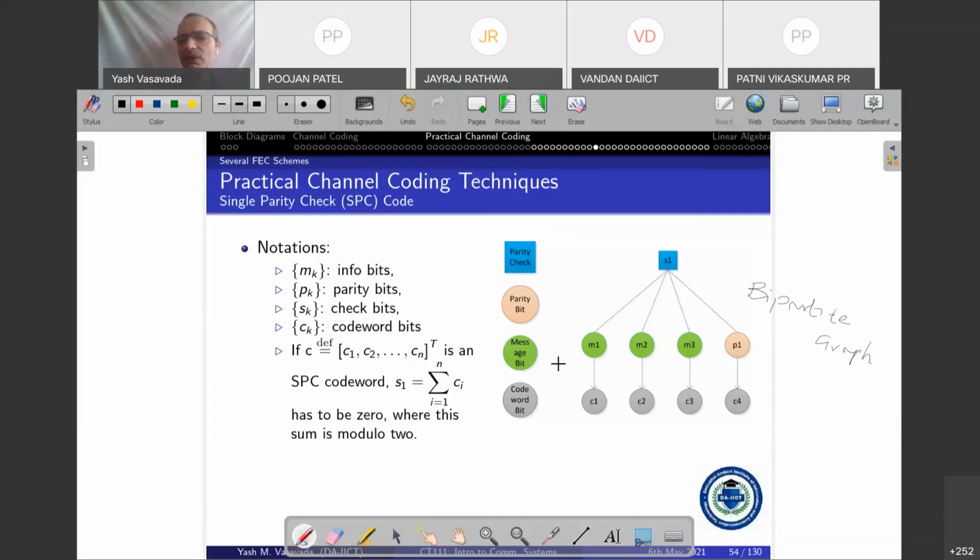So what is this bipartite graph? Well, it has two types of nodes. One is in circles and the other one is in squares. The circles are never connected with each other. The squares are also never connected with each other. The circles only connect to squares, as it is shown here.